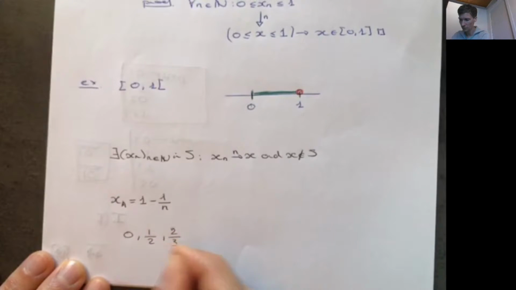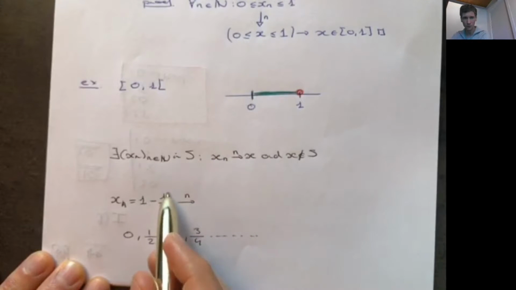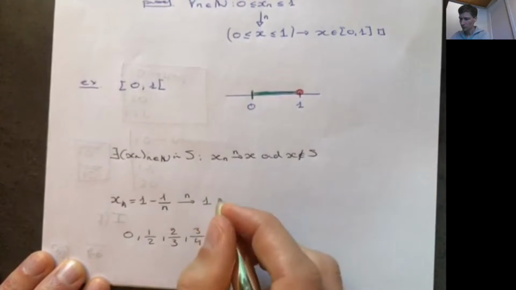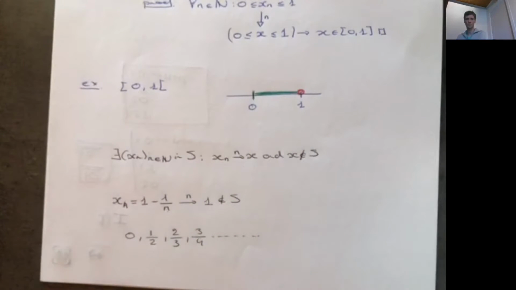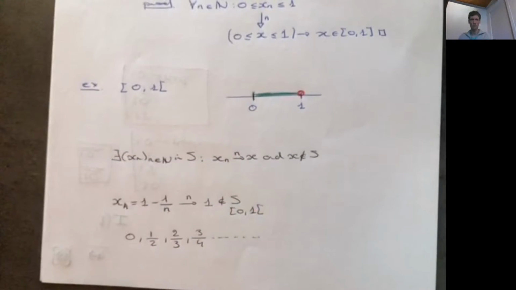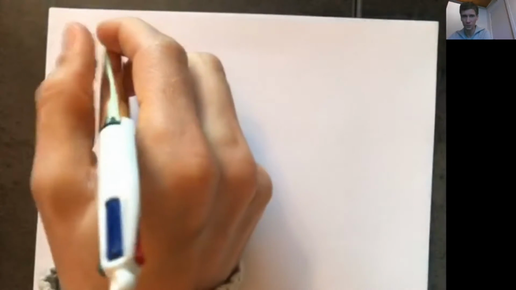x3 is 2 over 3. x4 is 3 over 4, and so on. Okay, so if n goes to infinity, we have 1 minus 1 over n. This becomes really, really small, so this goes to 1. But 1 is not in S. Okay, so it's not in the half open interval 0, 1. So this is a way to show that a certain set is not closed. So this is the definition of a closed set. Now let's go to the definition of an open set.